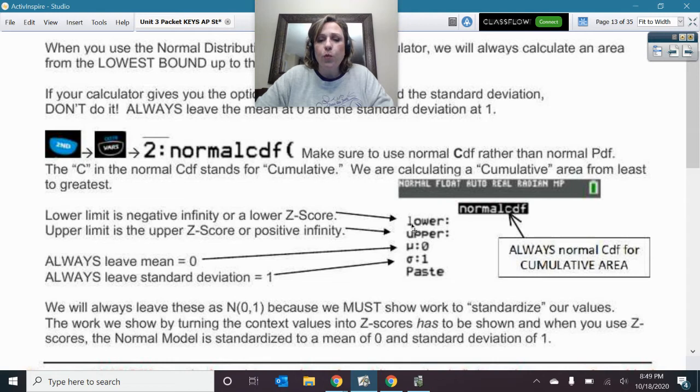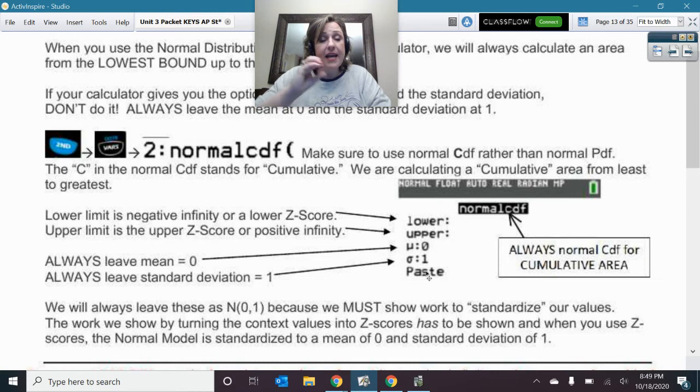Now, we are going to talk about this lower bound and this upper bound, but I want you to always, always, always leave this mean at 0 and this standard deviation, represented by this sigma, at 1. Those are the values for the mean and standard deviation on a standardized normal model. And we are always going to make z-scores. We'll always take context, make a z-score out of it, and then put it into here. Because of that, we always leave this at 0 and 1.